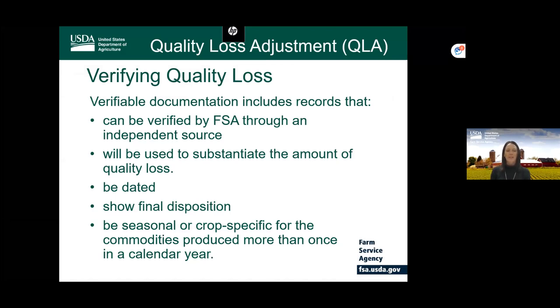Verifiable documentation includes records that can be verified by FSA through an independent source or a third party. The records that will be used to substantiate the amount of quality loss must be dated and show final disposition, and be seasonal or crop specific for the commodities produced more than once in a calendar year, which up here in the tundra, we don't have a lot of those. So that's the information you'll have to provide to verify your quality loss.